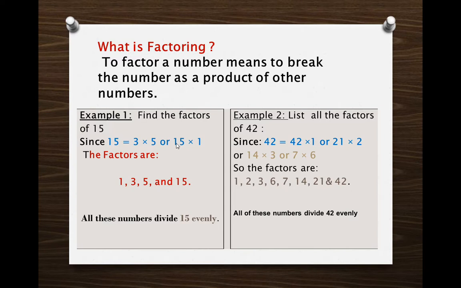So the factors are then all those numbers. We will usually rank them from the smallest to the largest. So here we have 1, 3, 5, and 15. All four numbers are here. Note that all these numbers divide 15 evenly.